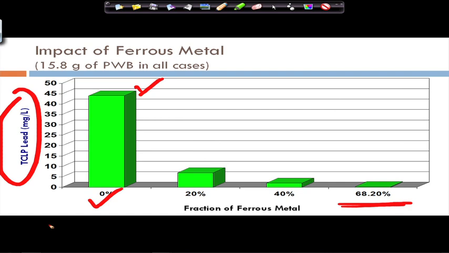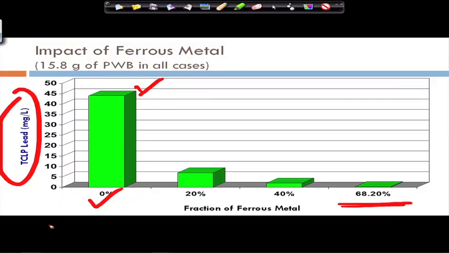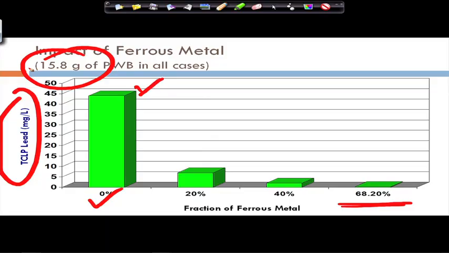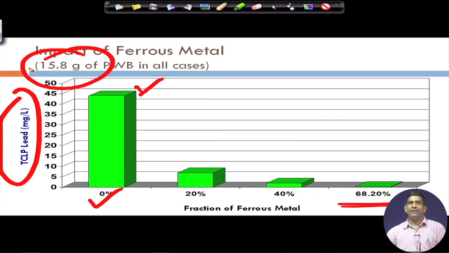So again, as more and more iron is present, less and less lead leaches out, with 15.8 grams of printed wire board in all the cases. So the amount of lead was the same in all these cases, and the amount of iron keeps on changing. We kept the amount of lead similar in all these 4 cases, but we changed the amount of iron present from 0% to 68.2%, and as you can see, there is a drastic impact of iron on lead leachability.